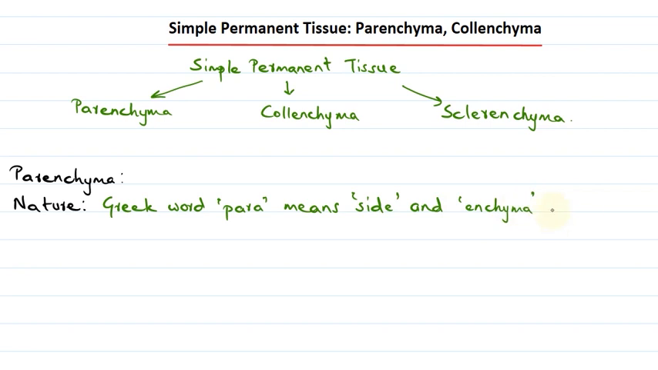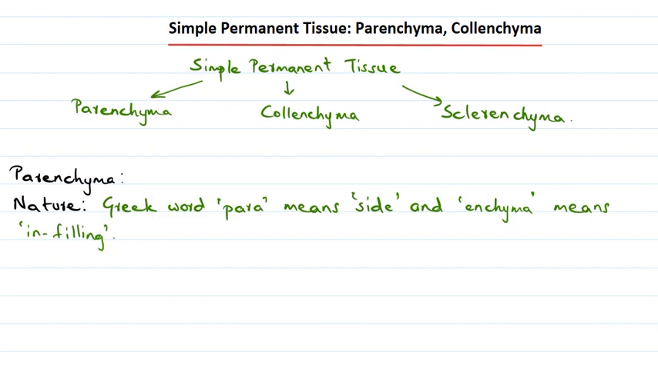So enchyma means in filling. So these two are Greek words: para which means side, and enchyma which means in filling. So parenchyma tissue is the precursor of all the other tissues. We had already discussed this in our previous video.